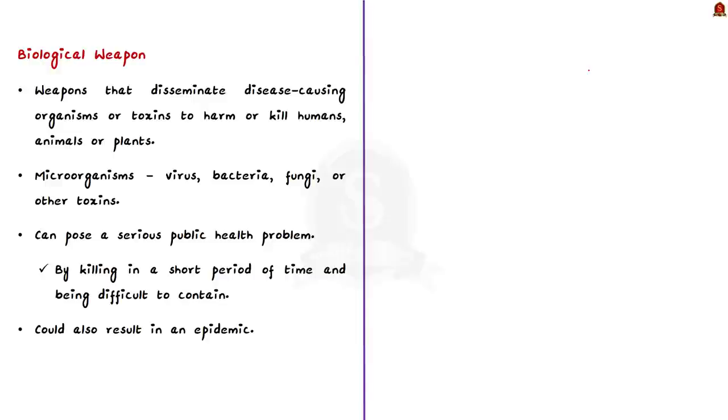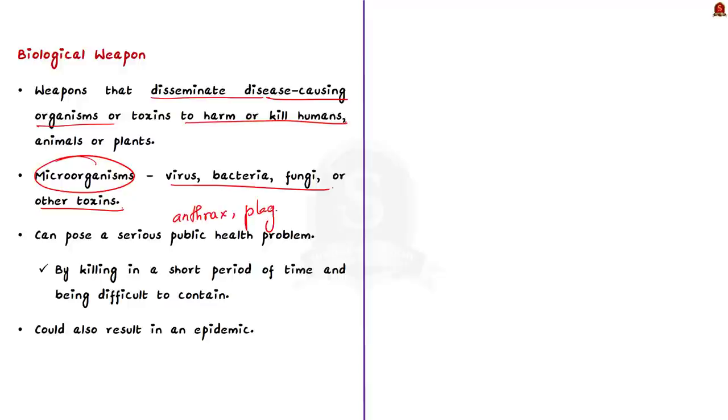So, what are bioweapons? See, biological weapons are weapons which disseminate disease-causing organisms or toxins to harm or kill humans, animals or plants. To be specific, biological weapons are microorganisms like viruses, bacteria, fungi or other toxins that are produced and released deliberately to cause disease and death in humans, animals or plants. Apart from this, biological agents such as anthrax, botulinum toxin and plague can pose a serious public health problem by killing a huge number of people in a short period of time. And they are very difficult to contain.